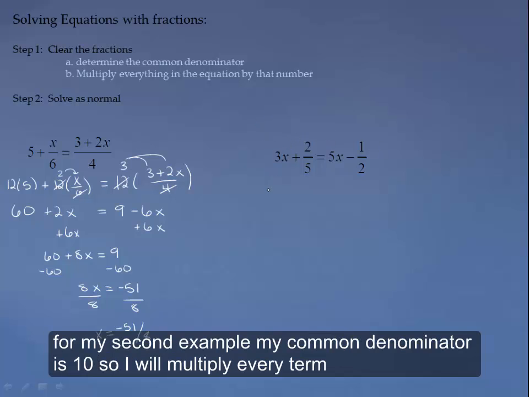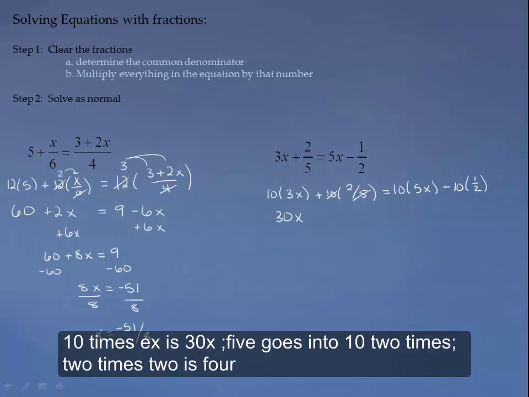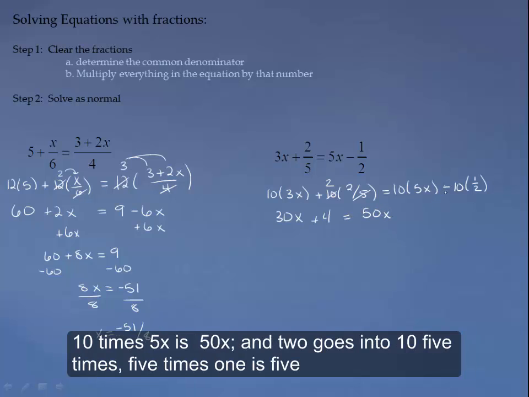For my second example, my common denominator is 10, so I will multiply every term by 10. Ten times 3x is 30x. 5 goes into 10 2 times. 2 times 2 is 4. 10 times 5x is 50x. And 2 goes into 10 5 times. 5 times 1 is 5.